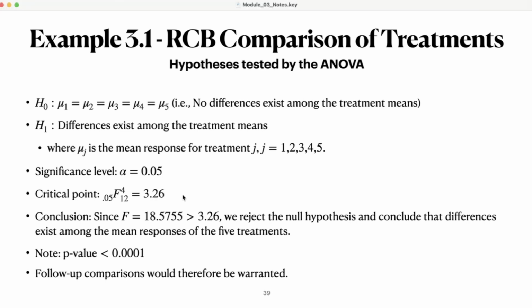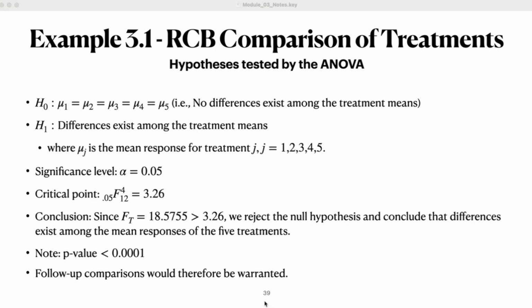And so we can look that up in the F table, and that critical point is 3.26. And so because our F statistic, which we denote by F sub t, I need to fix that right there so that it corresponds to the notation that we're using. Okay, so that's better.